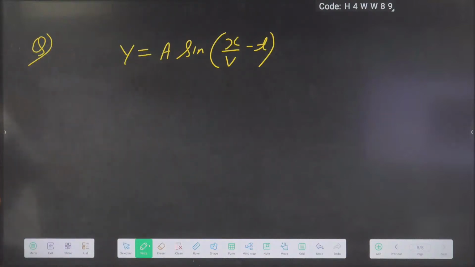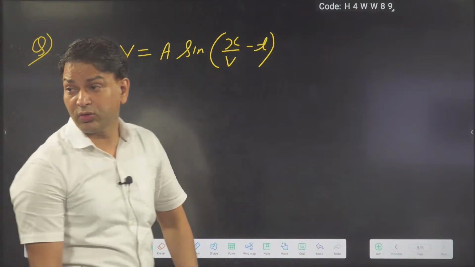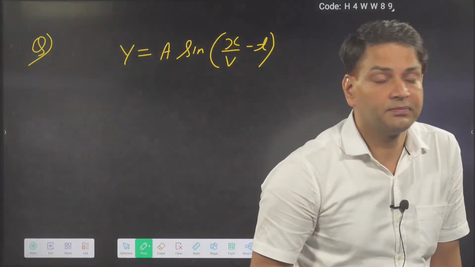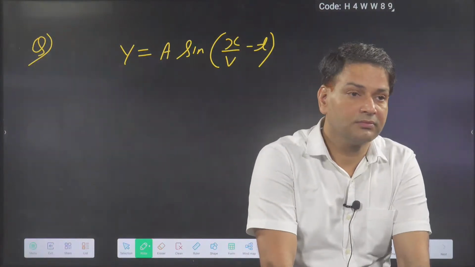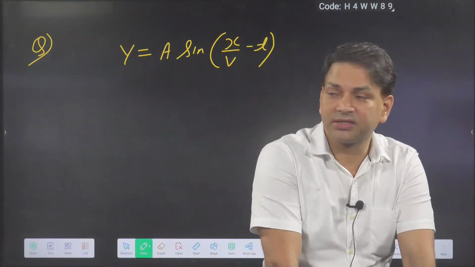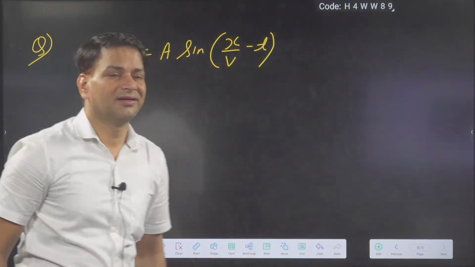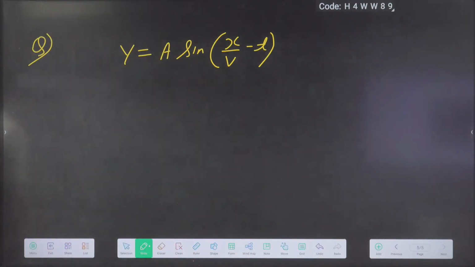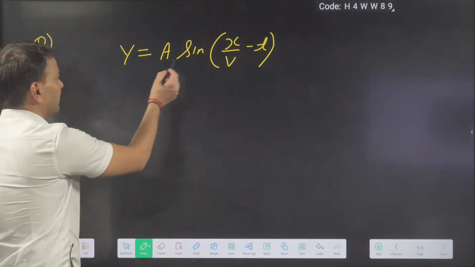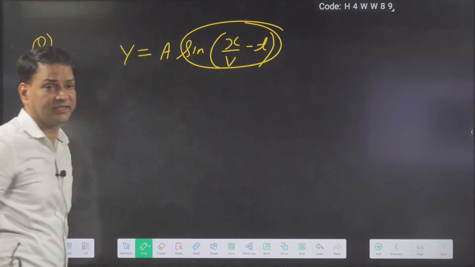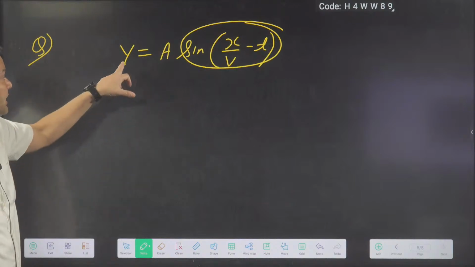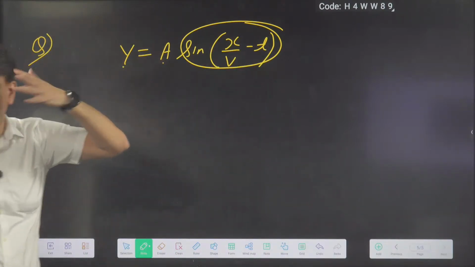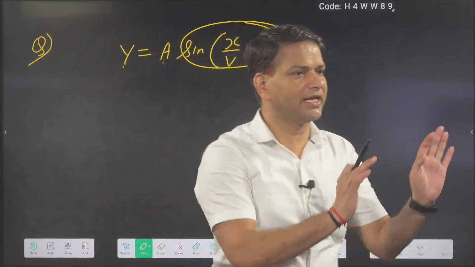So here I gave one equation, y is equal to a sin of (x by v minus t). Then I am asking, is this equation dimensionally correct or not? Very good. Sin theta is dimensionless. The dimension of y and the dimension of a are the same, L. So that test is passed.